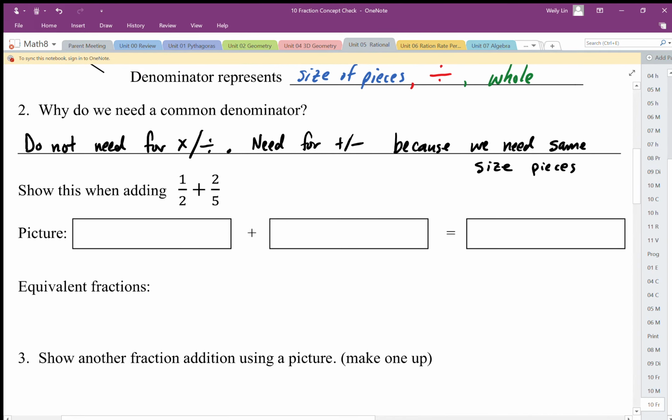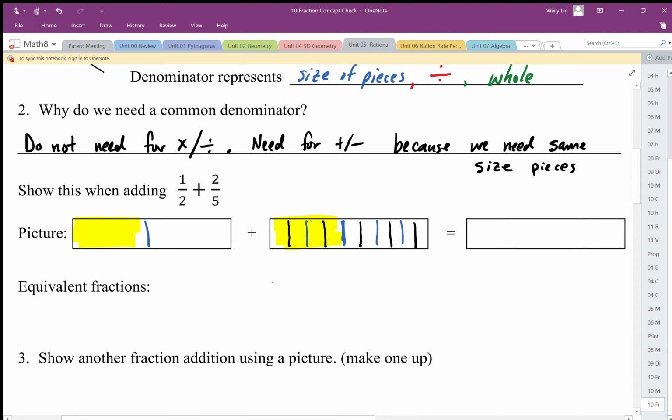So adding 1/2 plus 2/5, if I'm going to add a 1/2 fraction to a 2/5 fraction, in order for this to happen, I'm just going to change the shading here. A 1/2 fraction plus a 2/5 fraction, I cannot add this together because these are different size pieces. So in order to make this the same size pieces, what I can do is slice this up into 1/10 pieces. And now I have 4/10.